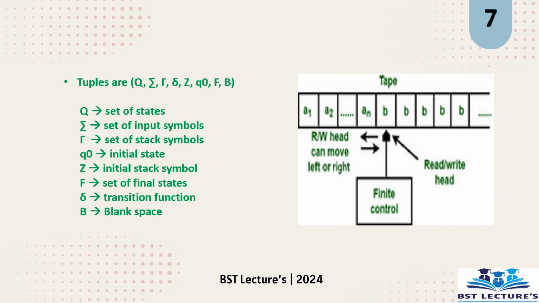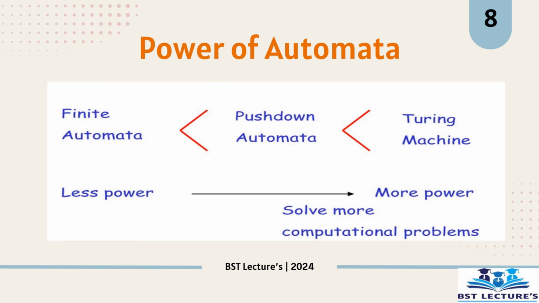As we talk about the power of automatons, finite automata has less power compared to the Turing machines, because Turing machines have memory to store, infinite input tape, and many other advantages compared to the finite automata. So finite automaton is less than push-down automata, which is less than Turing machines. The power gradually increases in this way.